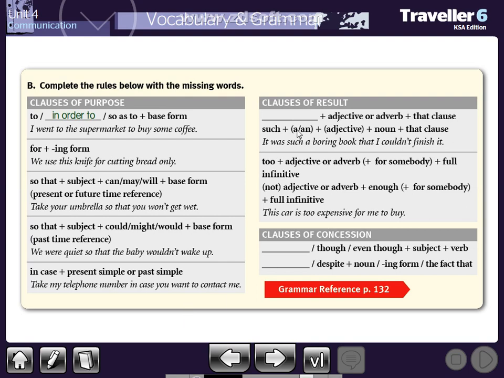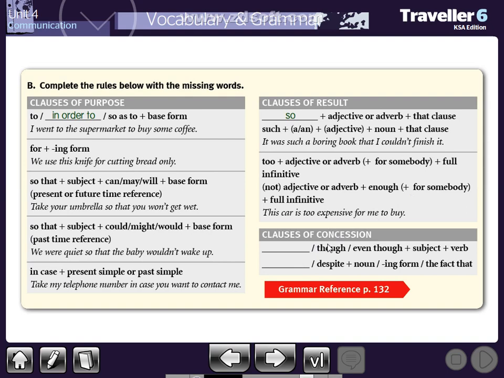Clauses of result. We use so plus adjective or adverb plus that plus a clause, or we can use such plus a or an plus adjective plus noun plus that clause. It was such a boring book that I couldn't finish it. Too plus adjective or adverb plus for somebody plus full infinitive, or we can also use not plus adjective or adverb plus enough plus for somebody plus full infinitive. This car is too expensive for me to buy.